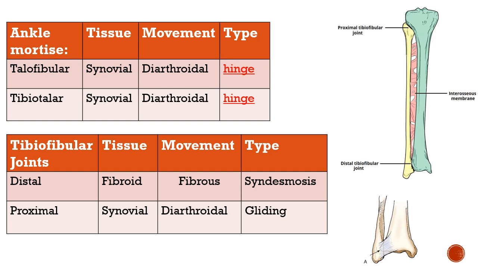We do have two tibiofibular joints. We've got the distal and the proximal. The distal tibiofibular joint is a fibrous joint, a syndesmosis joint, and that's the joint at the distal end, and here's a picture of it as well. On the proximal end, we have a gliding joint. So the proximal tibiofibular joint is gliding.